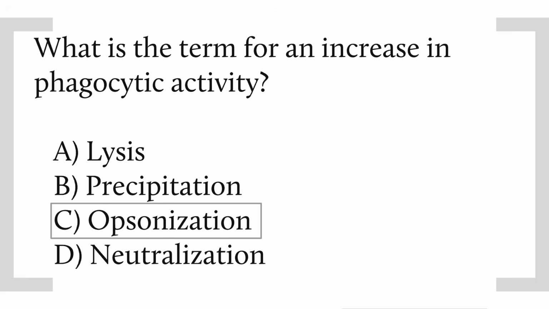Opsonization is the term for when phagocytic activity is increased. In terms of antibodies, when antibodies are attached to the antigen, it makes it easier for the phagocytes to find what needs to be ingested. Other substances can do that also. We've also seen in complement, the C3b fragment can opsonize as well.